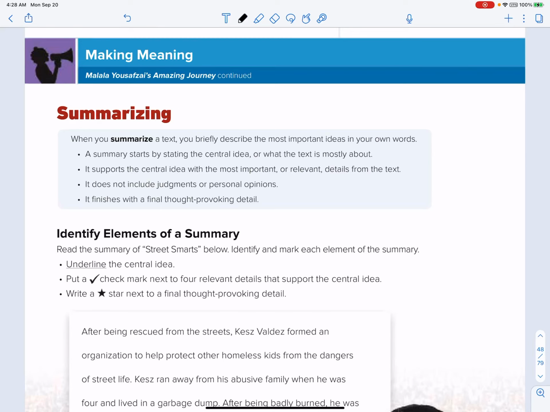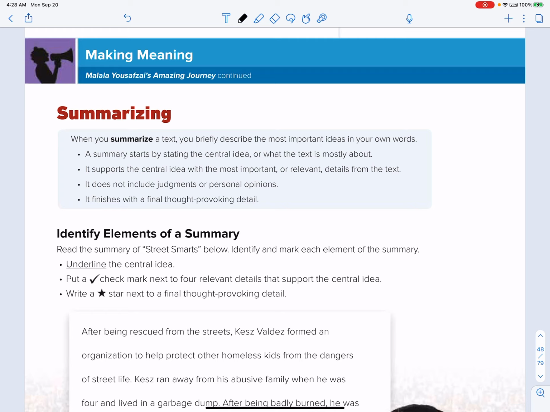Today we're going to work on workbook pages 48 and 49. Our goal for today is to talk about what makes a good summary and learn how to summarize a text by describing the most important details in our own words and leaving out our opinions. So first, let's talk about what a summary is.